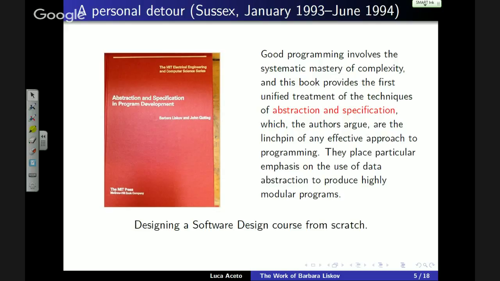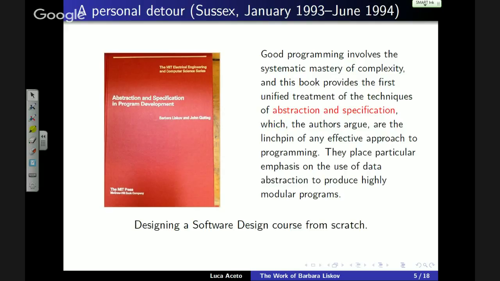Don't ask me now what was in it because I've forgotten. It was more than 20 years ago. And I haven't taught a software design course again after leaving Sussex a while back. But anyway, there were things in this blurb that really captured my attention.